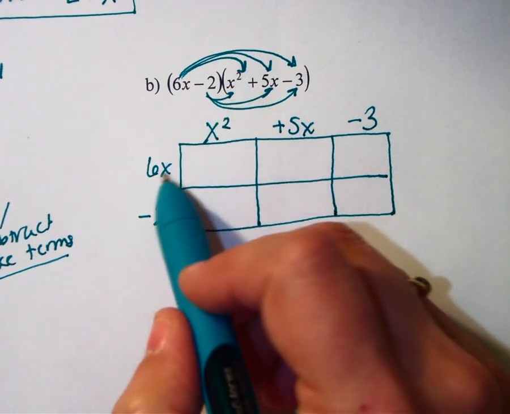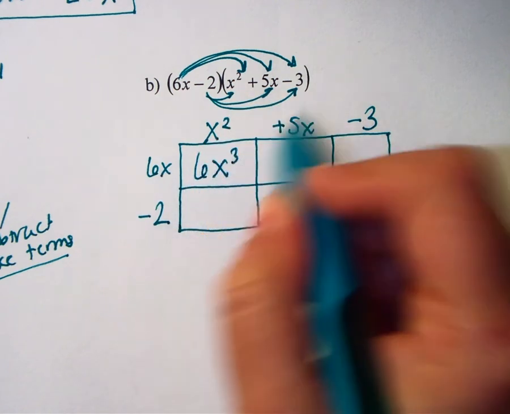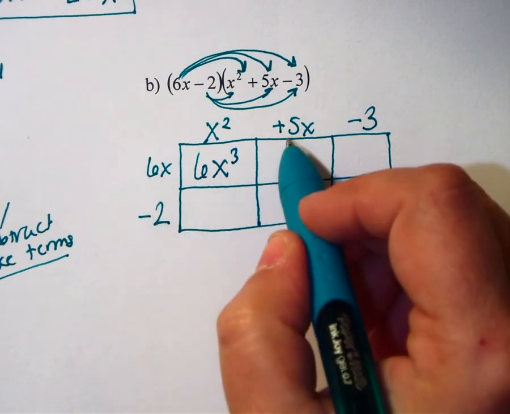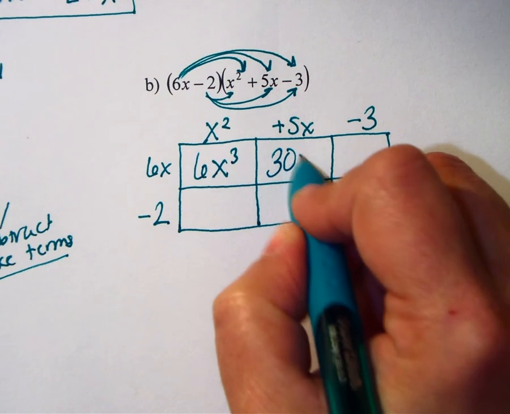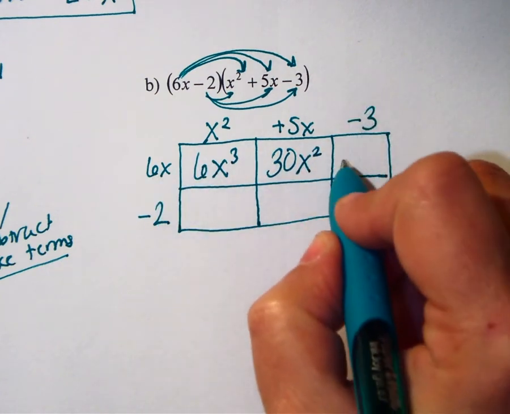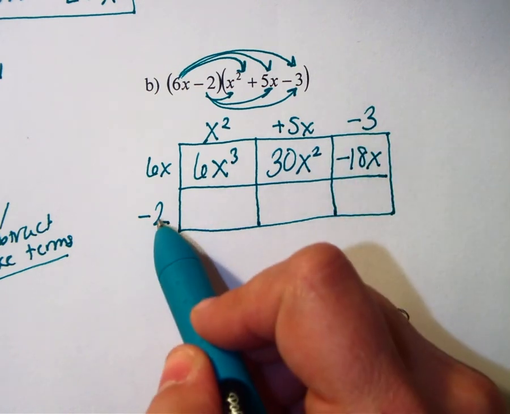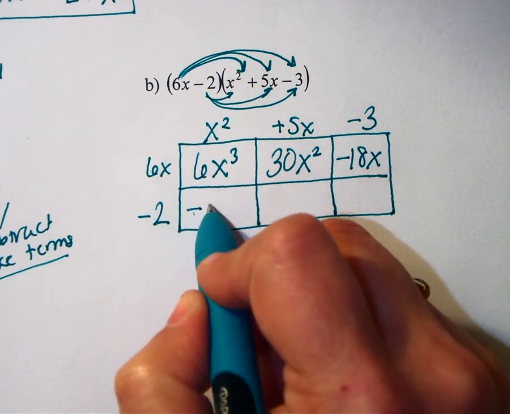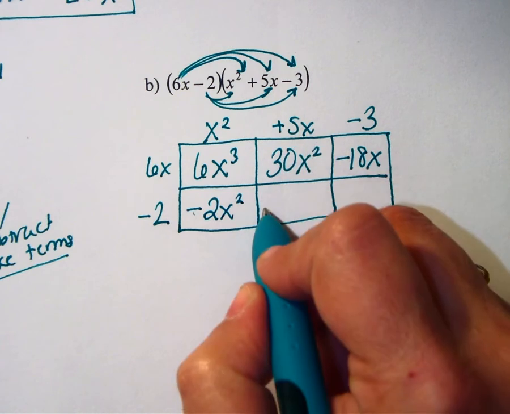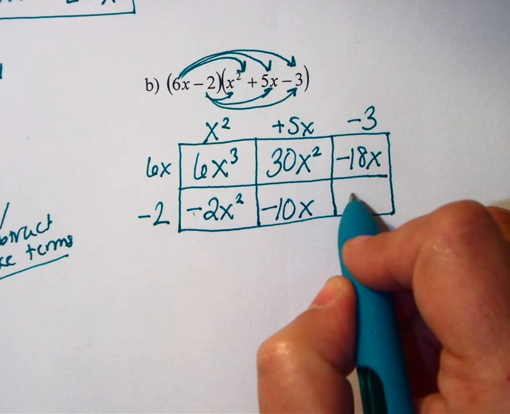So 6x times x squared is going to give me 6x to the third. Exponents change when we fill in this lovely box. 6x times 5x is going to give me 30x squared. I have 6x times a negative 3, and that's going to give me negative 18x. There are 3 terms out of 6. Negative 2 times x squared is negative 2x squared. Negative 2 times 5x is going to give me negative 10x. Negative 2 times negative 3 is going to give me a positive 6.